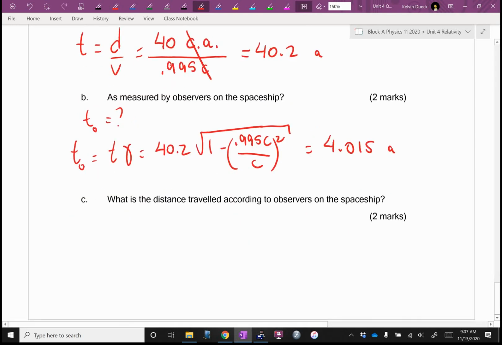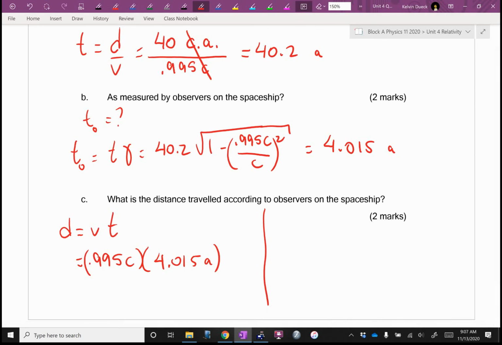What's the distance according to the observers on the spaceship? There's two ways that you can do this. I'll give you full credit for either. You could go, well, distance equals that. It's going to be 0.995 c times 4.015 years. Can you see I get light years in my units, which probably tells me I'm doing this right?